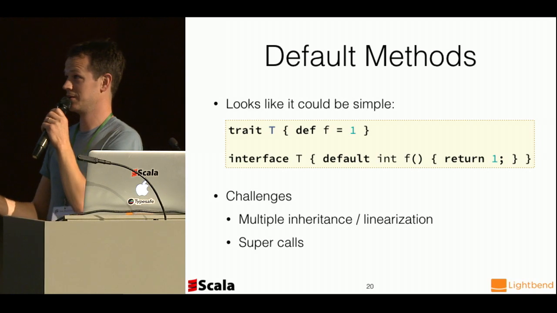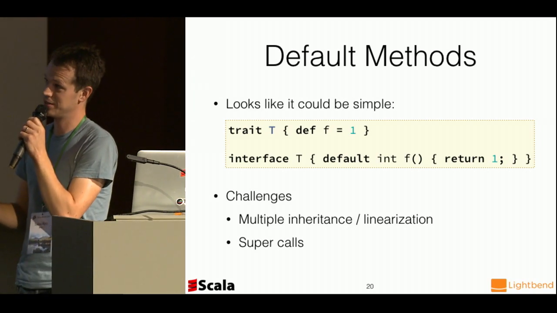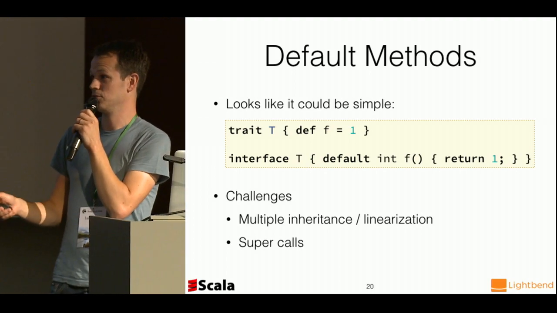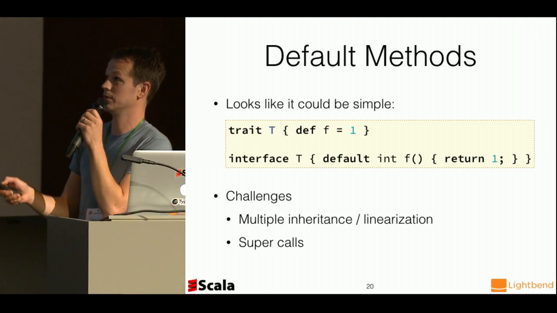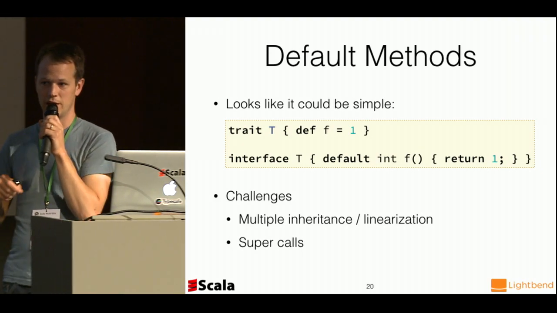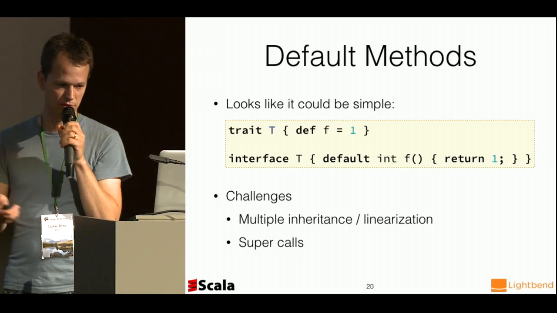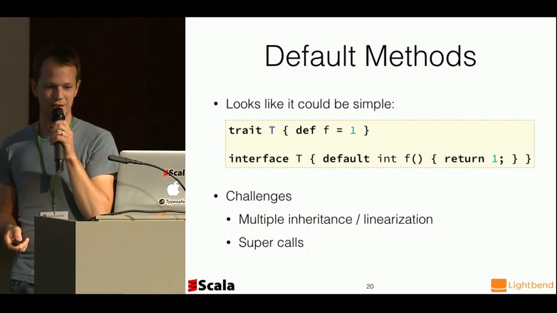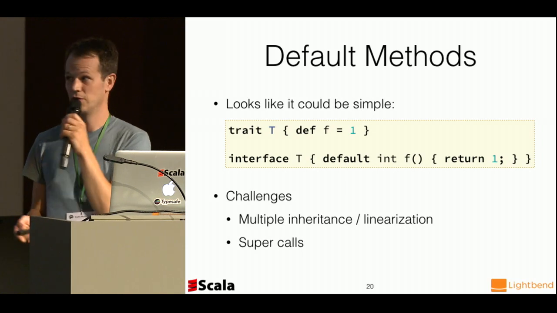There are some challenges, and the main challenge is basically about these supercalls. There are cases when the semantics of Java and Scala don't match, and we need to implement a forwarder to pick the right method. We'll see an example, but there are a number of difficulties around implementing correct supercalls.